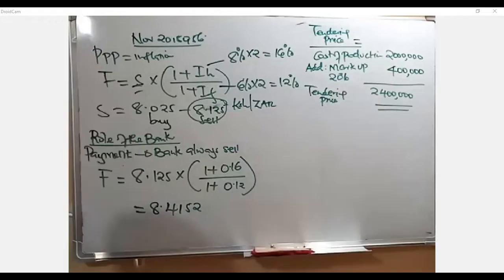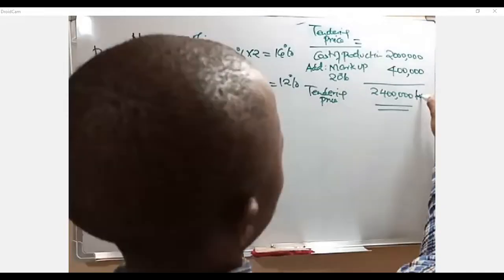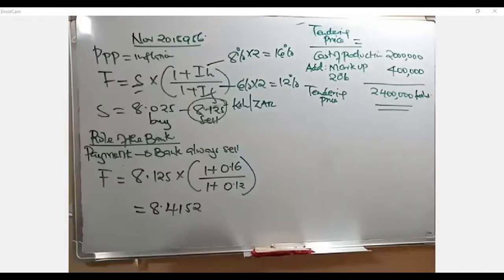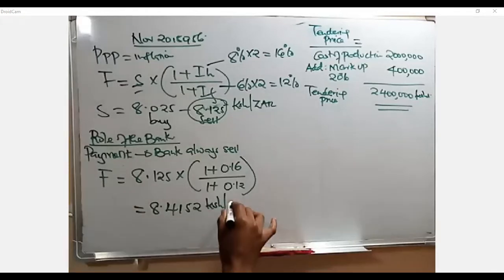That is our tendering price, and these figures are in Kenya shillings, by the way. What about the forward exchange rate of ours? Are we going to be writing it? In this case it is very simple, because we are told it is in Kenya shillings per South African rands.